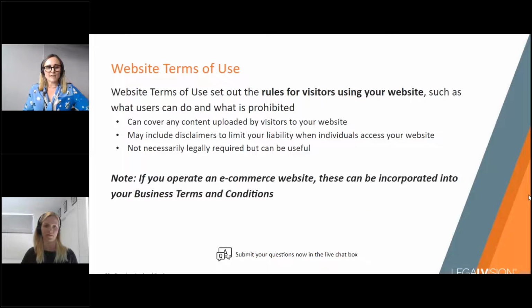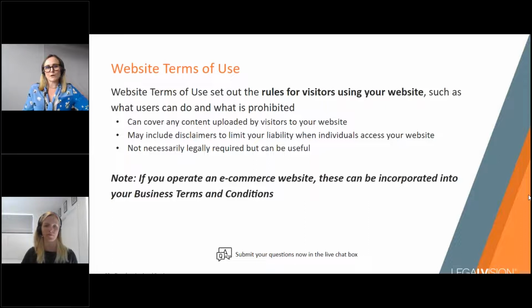On the next slide, we have website terms of use, which are not really legally necessary or required, but can be a nice to have. Website terms of use set out the rules for visitors using your website, such as what a user can do and what is prohibited. It covers any content that they might upload and may include disclaimers around your liability when individuals access your website.